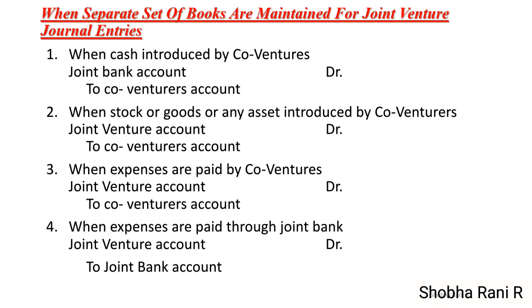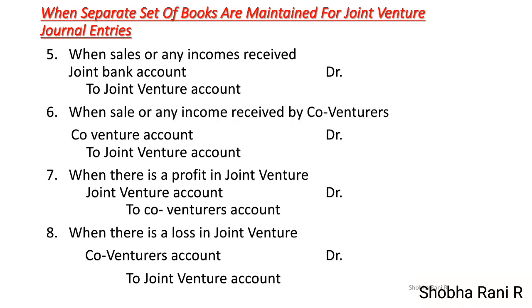The first one, when cash is introduced by co-venturer, then joint bank account debit to co-venturer's account. When stock, goods or any asset is introduced by co-venturer, then joint venture account debit to co-venturer's account. Third, when expenses are paid by co-venturer, then joint venture account debit to co-venturer's account. When expenses are paid through joint bank, then joint venture account debit to joint bank account. When sales or any incomes are received, then joint bank account debit to joint venture account. When sales or any income is received by co-venturers, then co-venturers account debit to joint venture account.